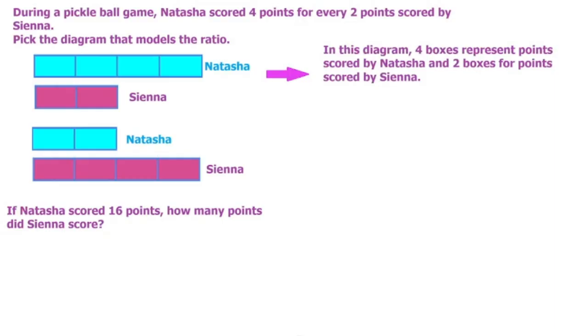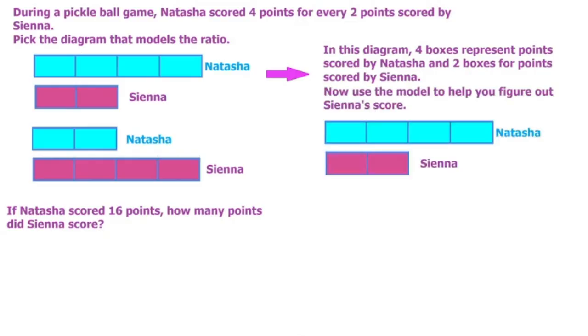In this diagram, 4 boxes represent points scored by Natasha and 2 boxes for points scored by Sienna. Now use the model to help you figure out Sienna's score. We know this is the right model because Natasha scores 4 for every 2 that Sienna scores. Okay, so this is the right model.